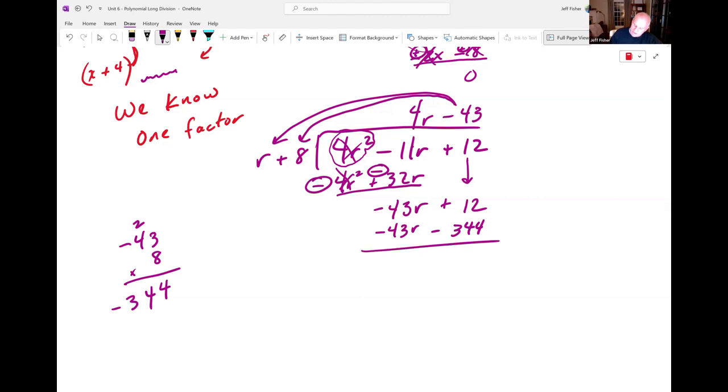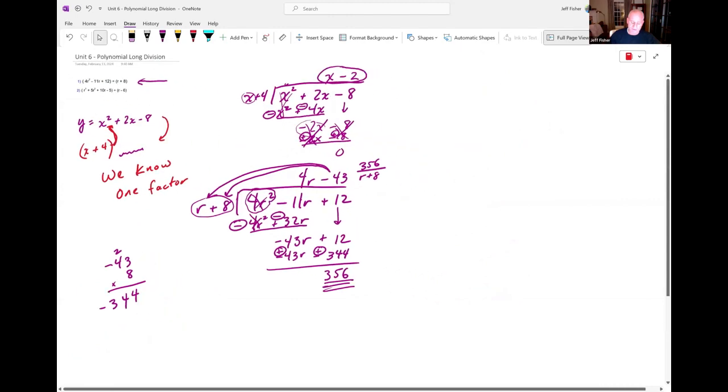We have to subtract these each, so we change the signs. This becomes a plus, and this becomes a plus. Negative 43r and a positive 43r goes to 0, but I won't write that. And then 12 and 344 goes to a positive 356. And so we're left with a remainder of 356 divided by this as our denominator, r plus 8. So that's how you do long division. Just like you do it with little numbers, we do it with polynomials. We do long division with polynomials.